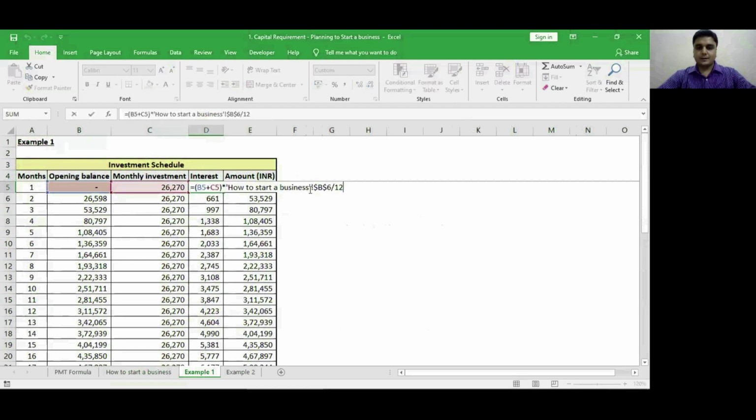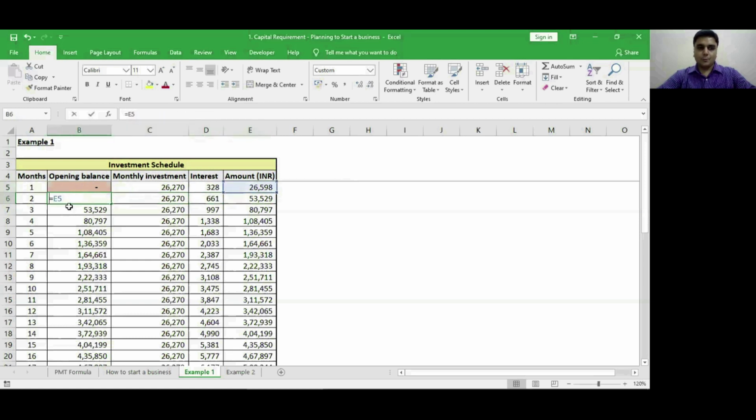Rate of interest is 15% divided by 12 because this is on a monthly basis. Amount will be opening balance plus monthly investment plus interest. Now in the second month, my opening balance will be the closing balance of the previous month. Now again, I will invest the same amount of money. Interest will be opening balance plus closing balance into 15% divided by 12. And again, I will get the closing balance.